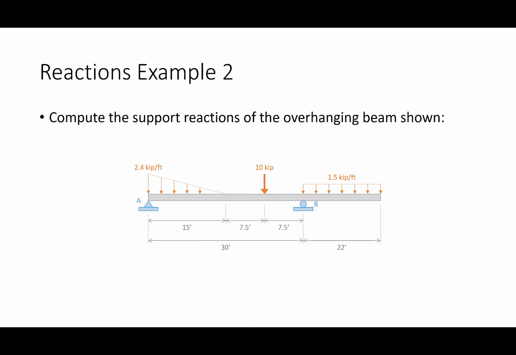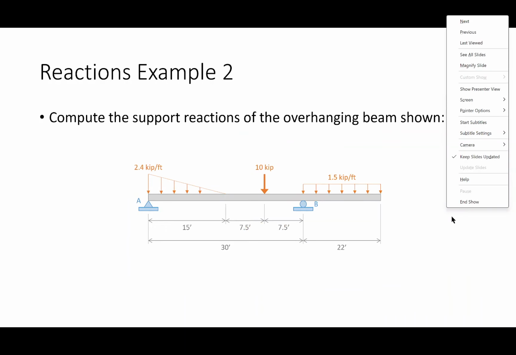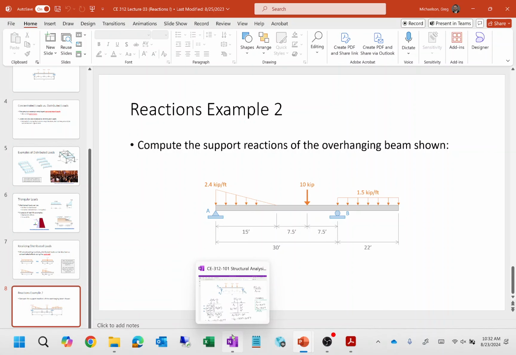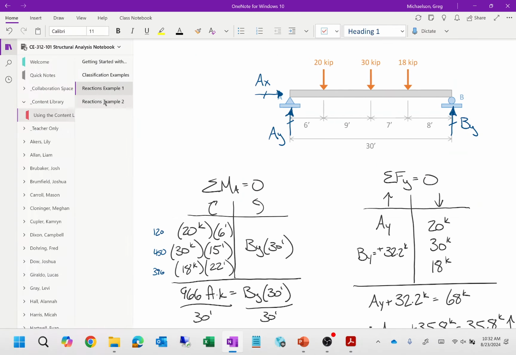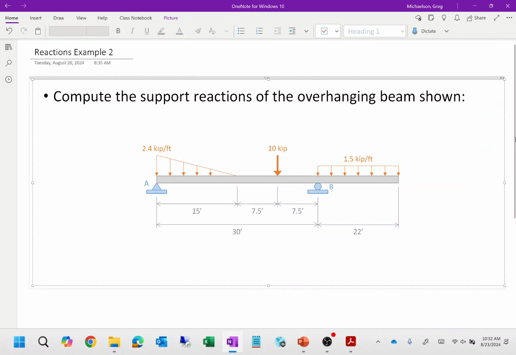Let's check that out in practice. So I have another problem I want to go through. Now I have a beam, and let's take a look at this. This is what I meant when I said I'm ratcheting the difficulty up a little bit.